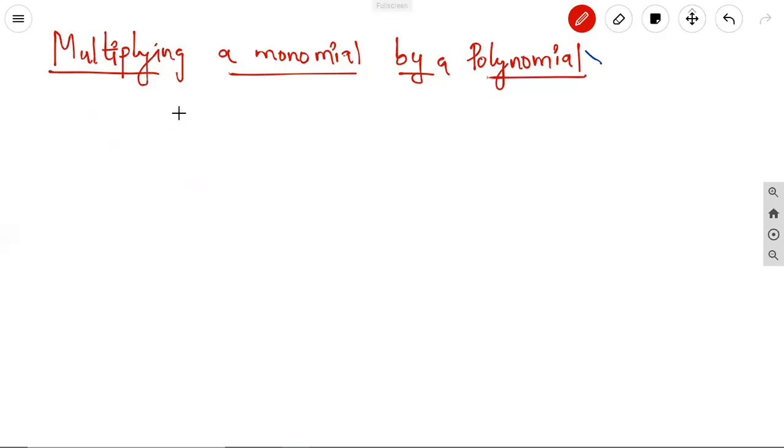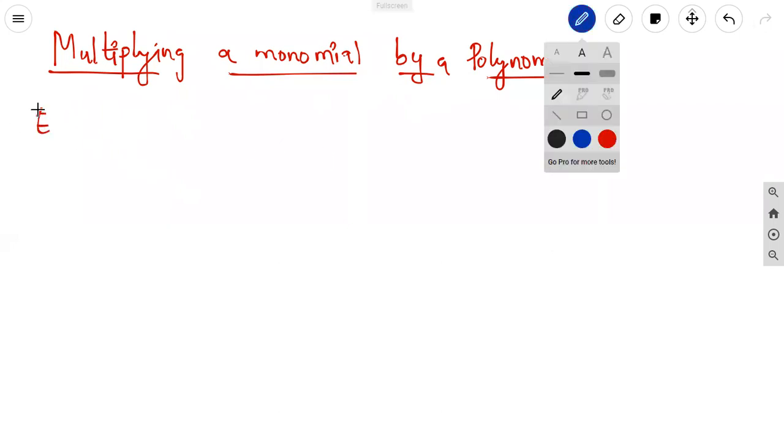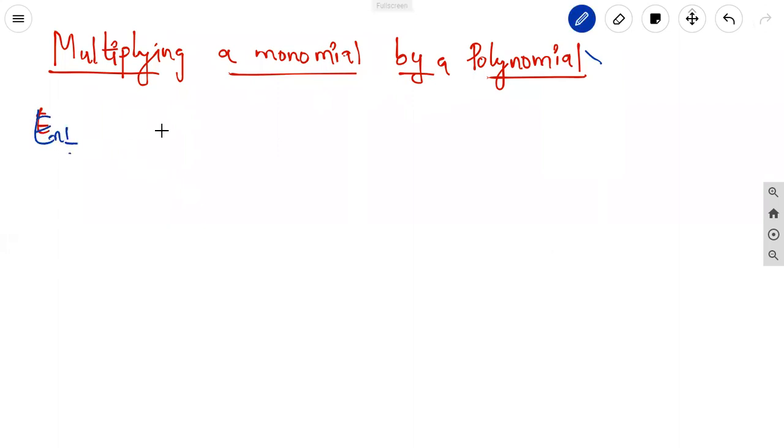Next topic, multiplying a monomial by a polynomial. Monomial by a polynomial means, for example, we can take a monomial. Monomial means the expression has only one term. Suppose that is 3x. This is a monomial.